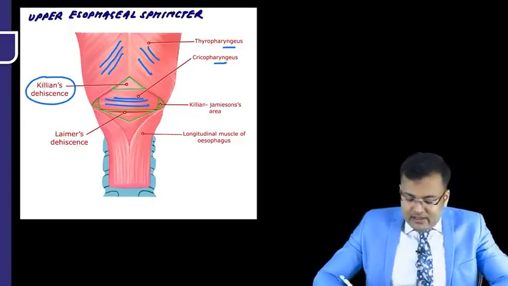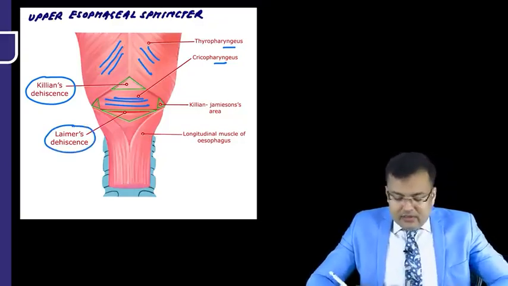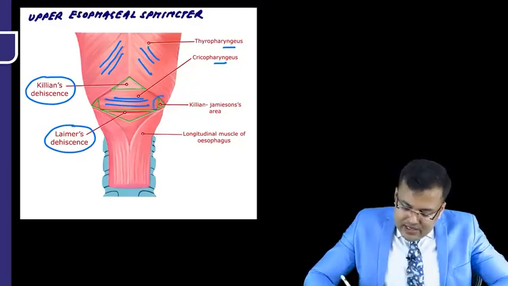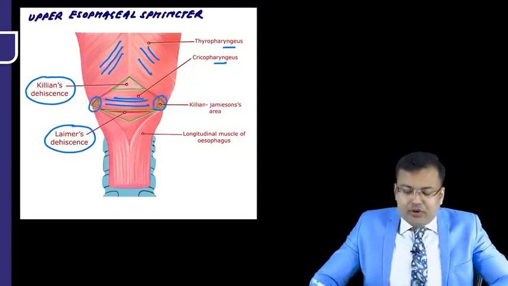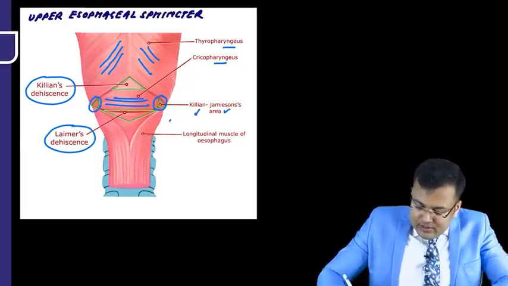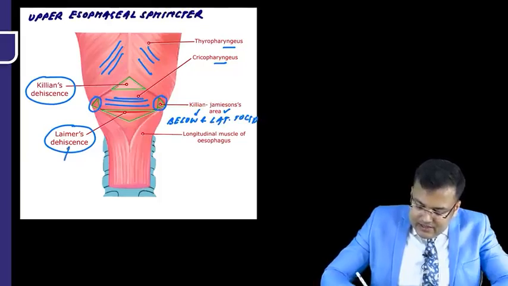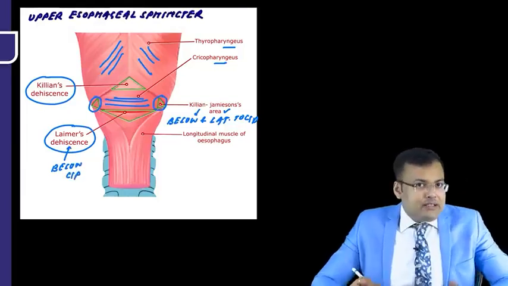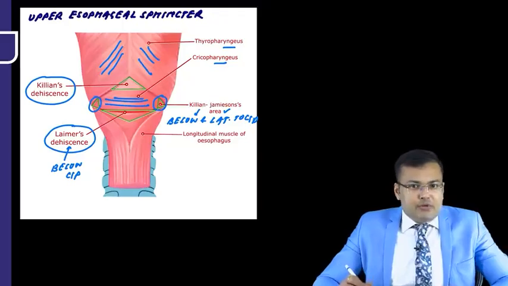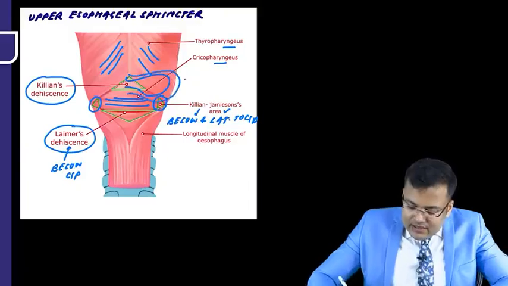Just below cricopharynx, there is another dehiscence that is known as Lemmer's dehiscence. The area located below and lateral to cricopharynx is known as Killian-Jamieson area. Lemmer's dehiscence is located below cricopharynx. There is a diverticulum, a herniation of mucosa and submucosa via Killian's dehiscence. And what is the name of this diverticulum? This is known as Zenker's diverticulum.